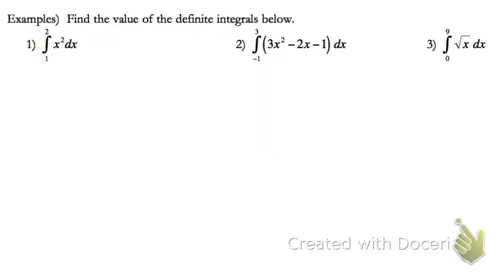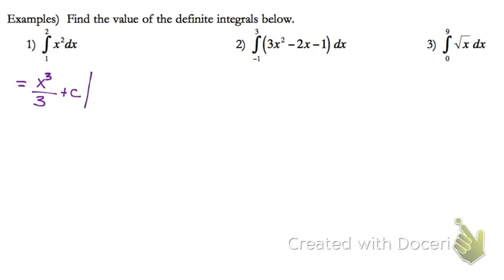So here's some examples. It says find the values of the definite integrals below. The first one. Again, the first thing that we'll do is go ahead and find the integral of x squared. If you think back to the very first lesson we talked about this semester, the integral of x squared is x to the third power: bump up the exponent by 1, and divide by the new exponent. So that's x cubed over 3. And then we had a plus c.